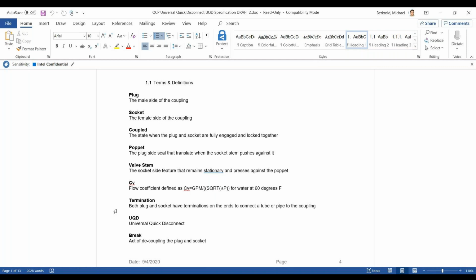Mm-hmm. Yeah. The poppet might be nice because that's not a very common valve stem. Seems pretty common nomenclature. I mean, maybe the combination's a little different, but yeah. Okay.